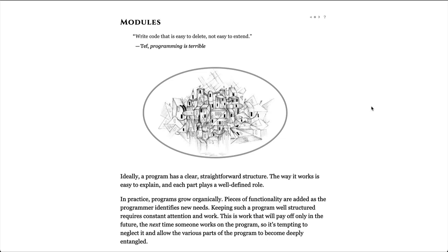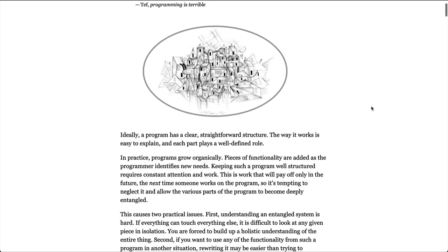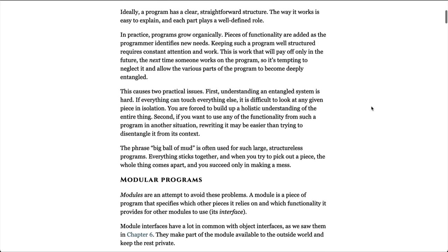Chapter 10. Modules. Write code that is easy to delete, not easy to extend. Programming is terrible. Ideally, a program has a clear, straightforward structure. The way it works is easy to explain, and each part plays a well-defined role.